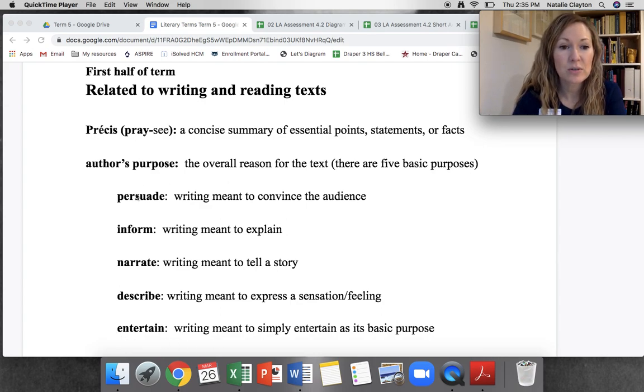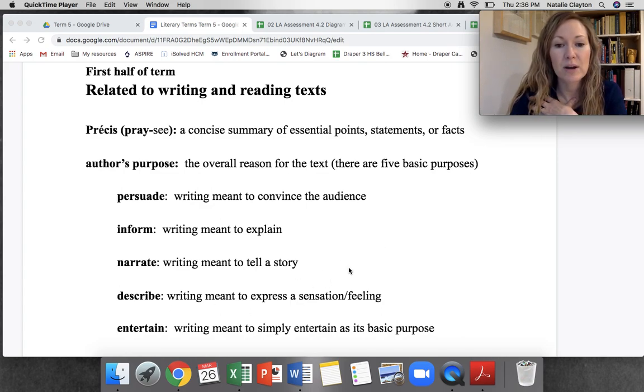So you want to connect persuade with convince. You're trying to convince the audience of something. Inform, you're just explaining something, giving some information. Narrate, it's a narrative, just like The Cremation of Sam McGee. It's telling a story. So a narrative essay would be telling some sort of story, or narrative writing.